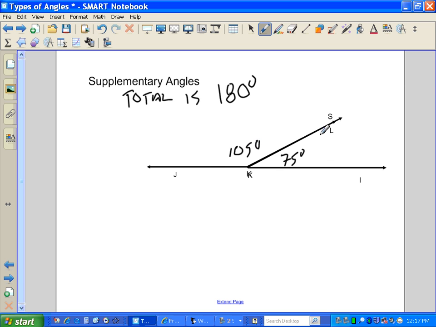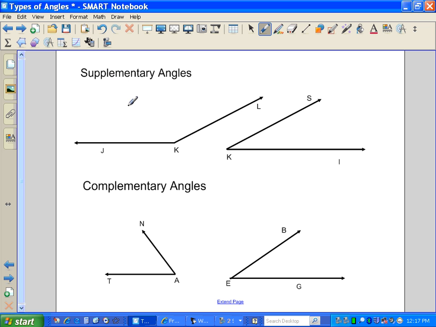Word of caution, when we draw pictures and give you information on any kind of problems, you don't want to look at the picture and go, oh no, it can't be 105 or that can't be 75. We just go with whatever the math is. If I tell you one thing, you'd use supplementary to find the other. So don't assume the drawings are built to scale.